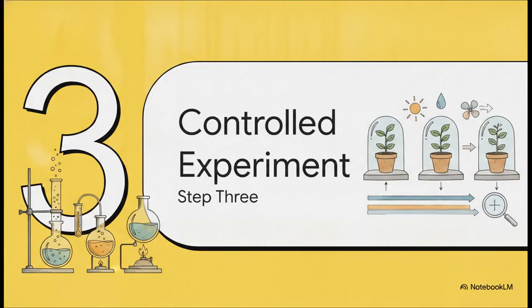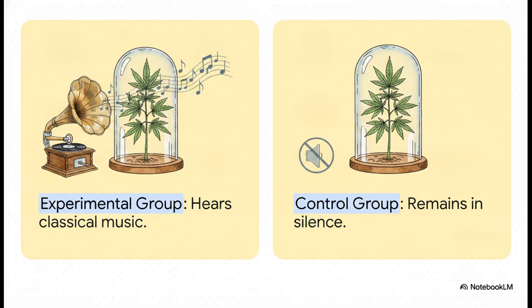Moving right along to step 3, the controlled experiment. Now, this isn't where science begins, but it's where we actually test our ideas by isolating variables. To test our classical music hypothesis, we'd set up 2 groups of genetically identical cannabis plants. The experimental group gets the special treatment, so they're jamming out to classical music. Meanwhile, the control group remains in total, absolute silence.